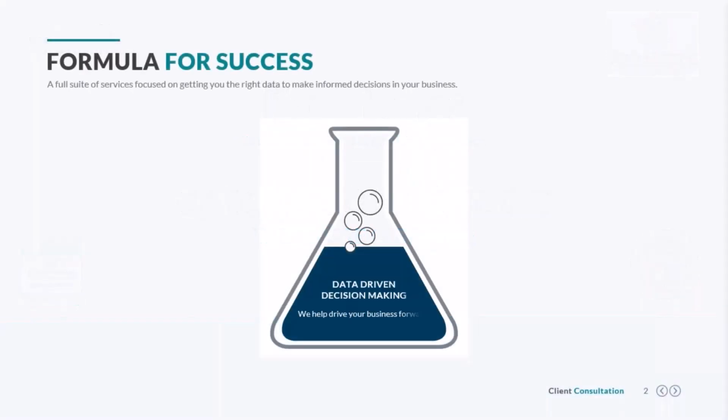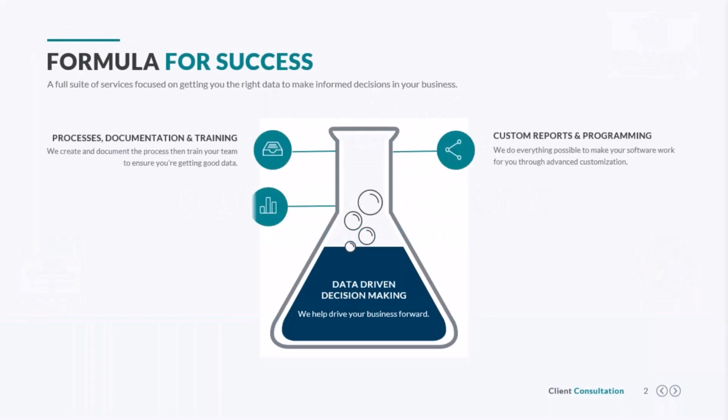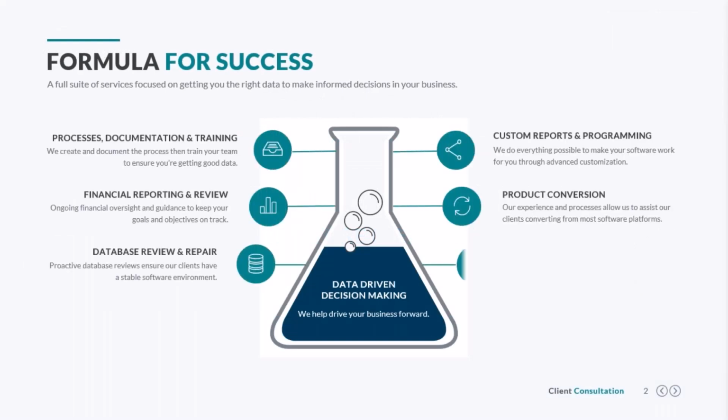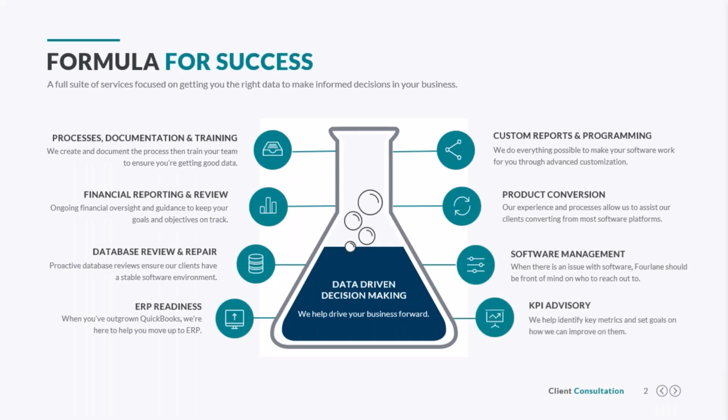Just a reminder, as we look at every week, Fourlane is a company that focuses on getting data to make decisions. We want people's books to be accurate and make sure that all of the information and where it's flowing and when it's flowing to the appropriate places is accurate, so that we can make decisions based on data.